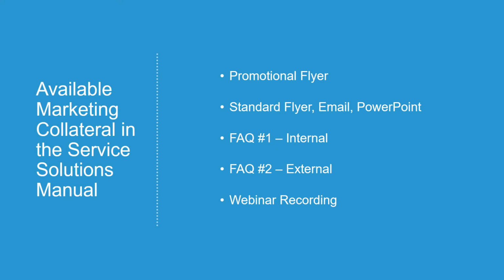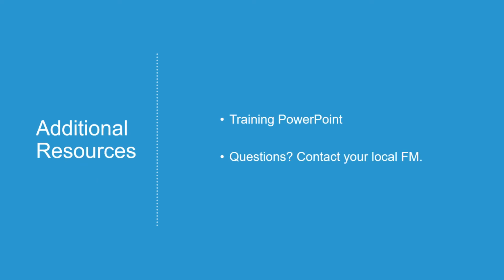So this is a list of marketing materials that are available in the Service Solutions Manual. There's a promotional flyer to introduce them to the service. There's a standard flyer that's available in email or PowerPoint. There's frequently asked questions for our internal people and frequently asked questions for our customers, and then the webinar recording. There's also a training PowerPoint that's a lot more in-depth than this and shows the different functionalities within the system.